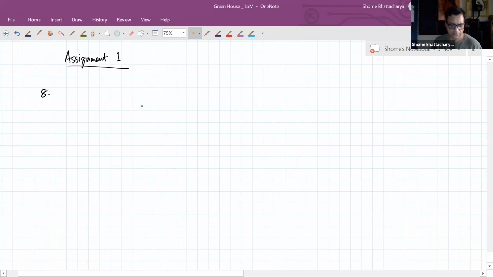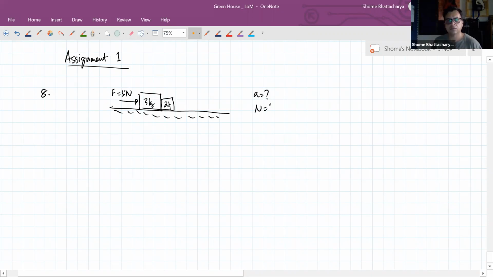So the 8th question is like this: you have a combination of blocks on a smooth horizontal surface. This one is 3 kilograms and this one is 2 kilograms. We start pushing it with a horizontal force of 5 newtons. So we want to find the acceleration, and we want to find n, where n is the contact force between the blocks.